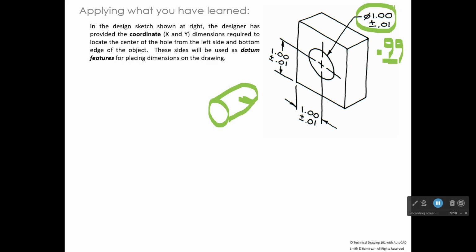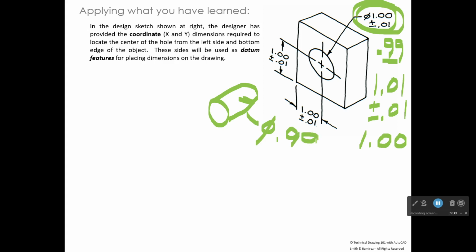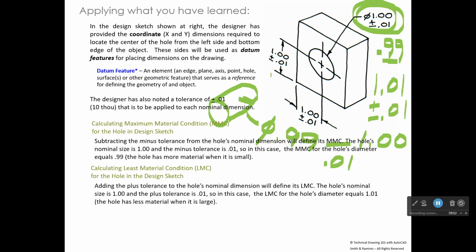So what the designer could do is, instead of going with 1.00, make the nominal size of the hole 1.01 plus or minus 0.01. That way the smallest the hole could ever be would be 1.00. And since we know the largest the cylinder could ever be is 0.99, we would be assured of a clearance of 0.01 inches in that case. All right, so this is how designers manipulate the size of features to make sure that things fit the way that they want them to fit.